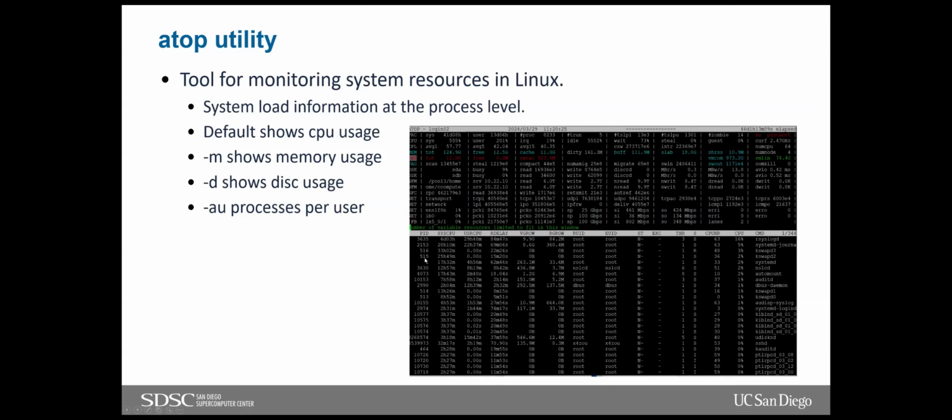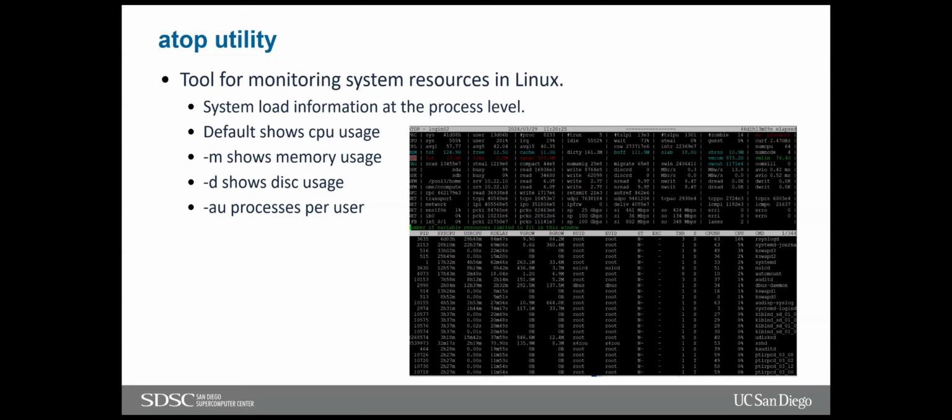The ATOP command, again, is a tool for monitoring system resources, and it's going to display the load of the system resources at the process level. It can be useful for diagnosing floating errors. It also allows you to keep logs, which is different. It allows you to keep logs on the system and monitor work processes over a period of time.